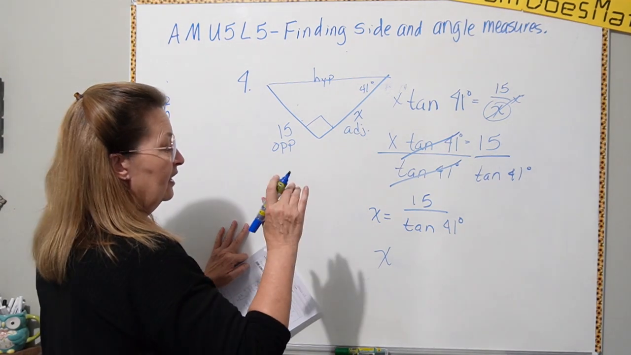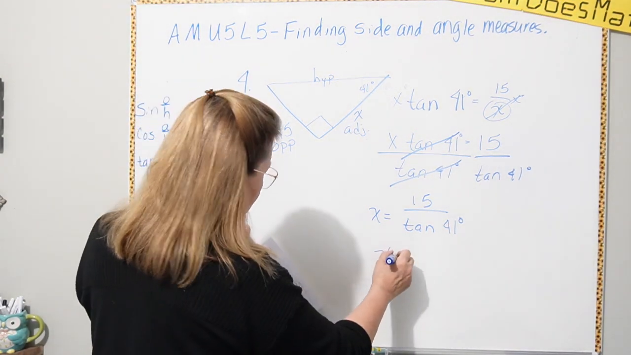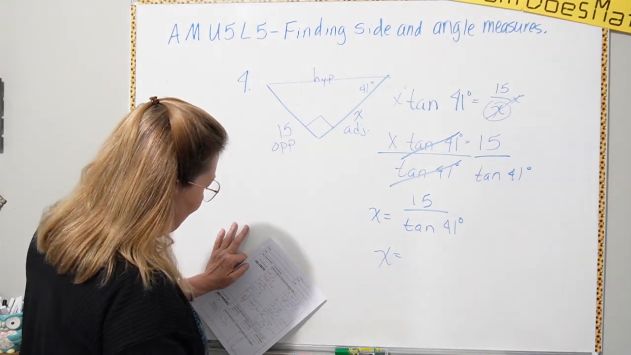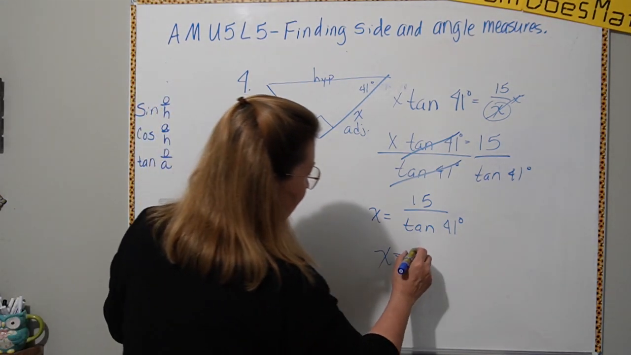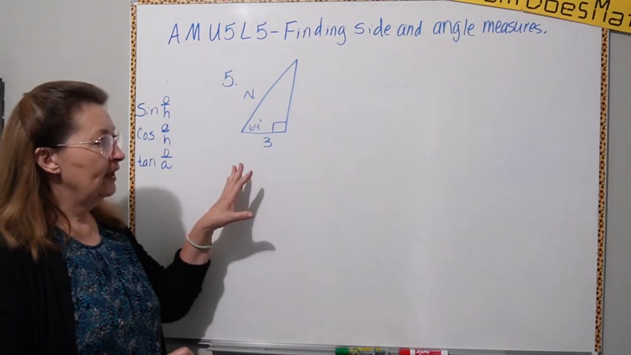So you're going to hit the 15, hit your fraction button, then hit the tangent button, and then 41, and that is going to give you 17.3. Okay, here's number 5.